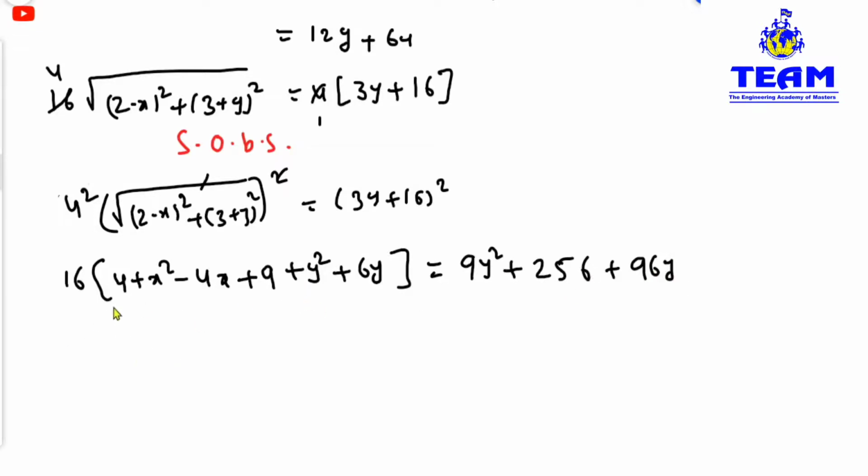Now you simplify. So first you multiply inside 4, inside 16, but before that you see here you have x square term and y square term. So 16x square plus 16y square. Next here you have a minus 4x. 16 fours are 64.